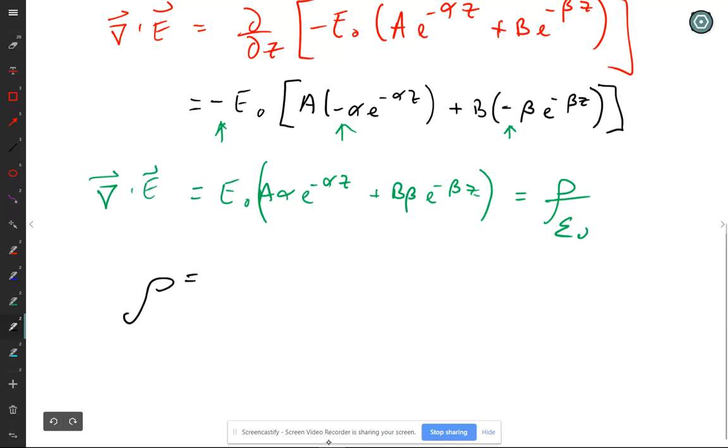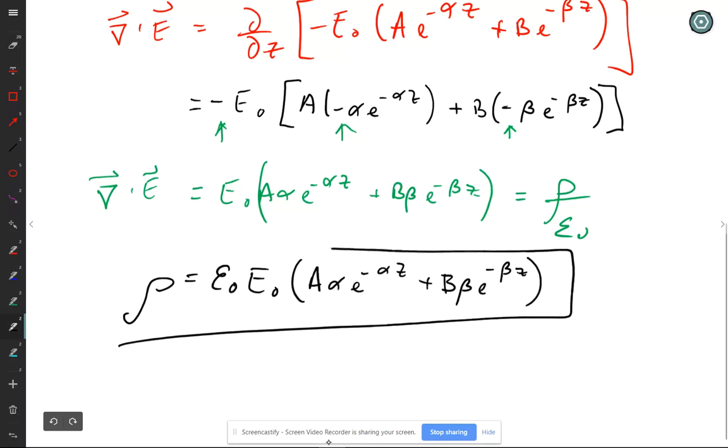So just cross multiplying, we have epsilon 0 times E0 times A alpha e to the minus alpha z plus B beta e to the minus beta z. So we have a positive charge density in the atmosphere, a negative charge in the Earth, and a positive charge density in the atmosphere. That makes some sense, because that's why we have a negative here, because we have a positive out there.